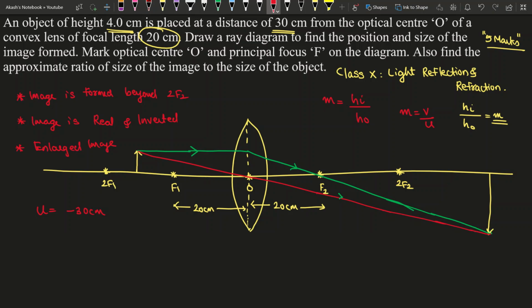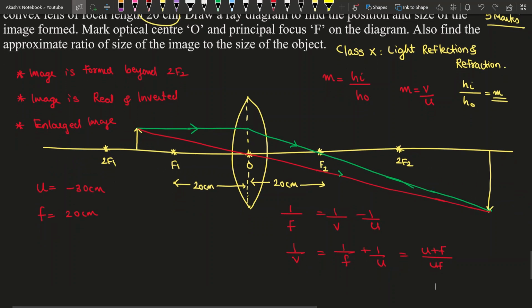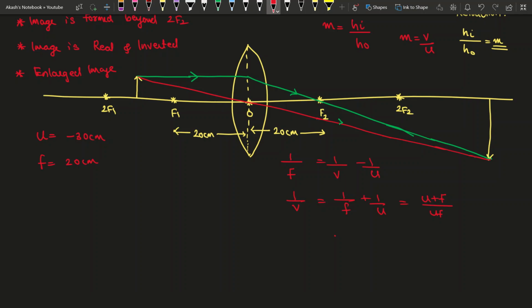Then the second point, they have given focal length. The focal length of convex lens is positive. So f is going to be 20 centimeter. We know that according to lens maker's formula, 1 by f is equal to 1 by v minus 1 by u. We need to calculate 1 by v. 1 by v is equal to 1 by f plus 1 by u. So this is nothing but (u plus f) divided by uf. So v is equal to uf divided by (u plus f).